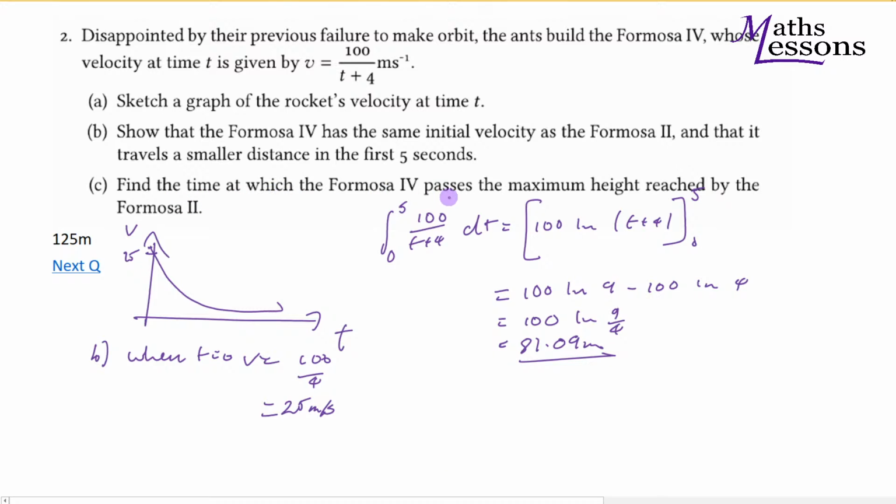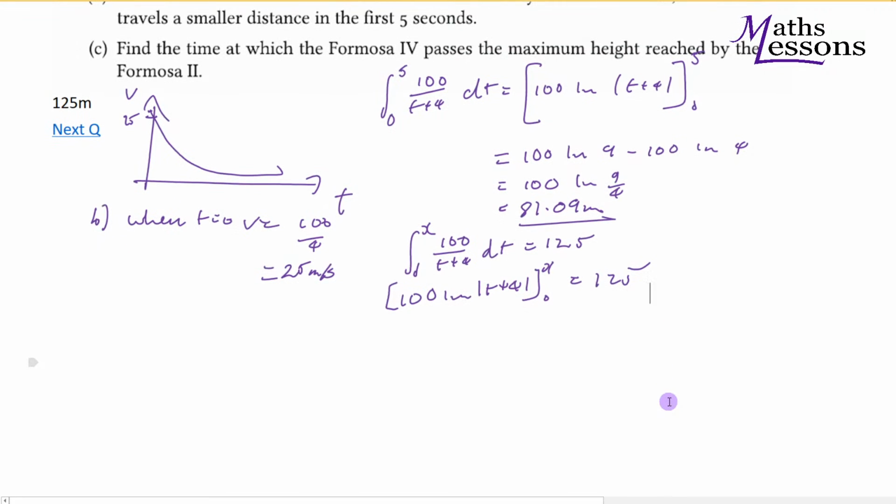Now, we want to find the time at which the Formosa 4 passes the maximum height reached by the Formosa 2, which is 125 meters. So we're going to integrate from 0 to the height, we're going to call it x, 100 over t plus 4 dt, and we're going to make that equal to 125. So therefore we put 100 natural log of t plus 4 between x and 0 is equal to 125.